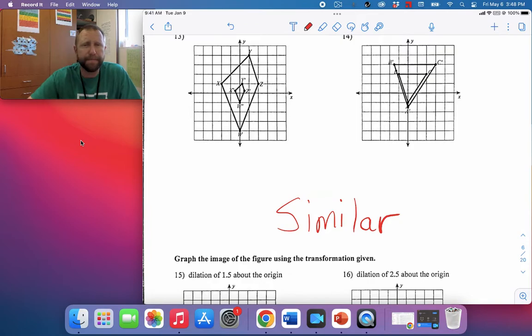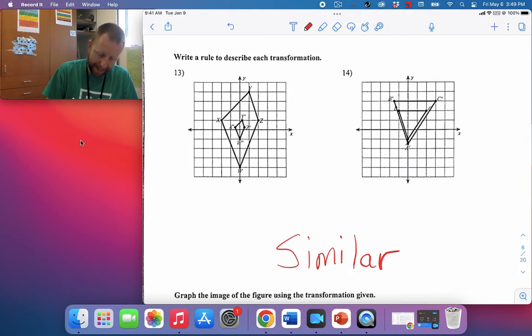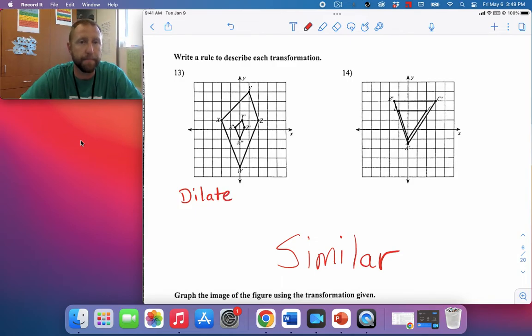So I've got something happening here, right? For number 13, I'll do that one, then you do number 14. But for number 13, the shape shrunk down. Well, that's called a dilation. So I'm gonna say dilate, and then we've got to figure out what we're dilating by. So I've got all these points. Actually, they're not ordered pairs, but I've got all of these points. I'll just look at y first. And I could have picked any point, but I'll look at y.